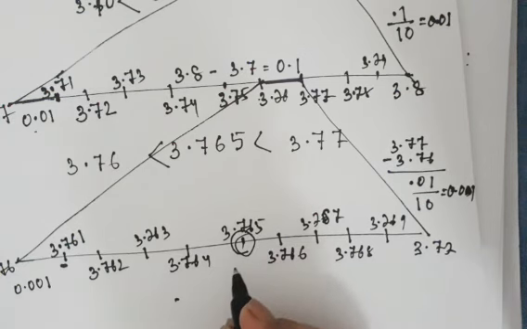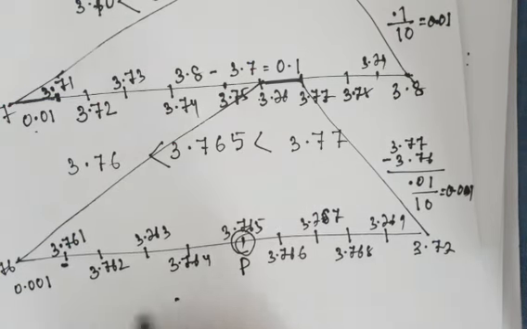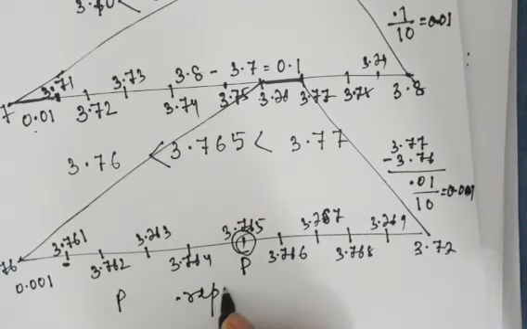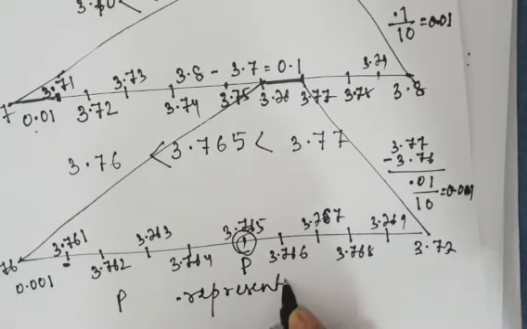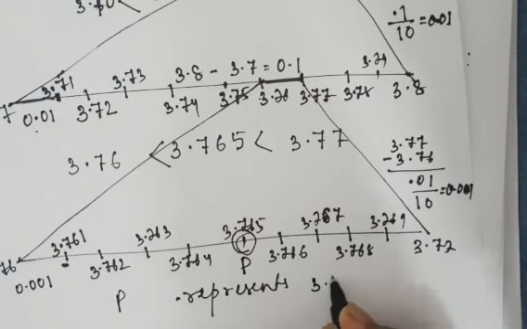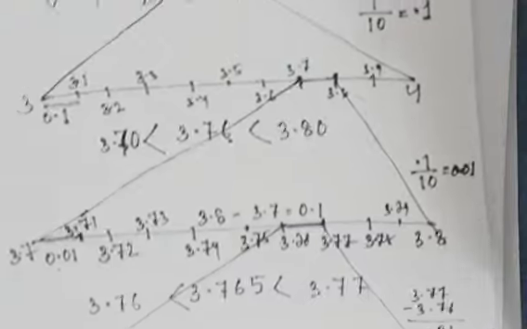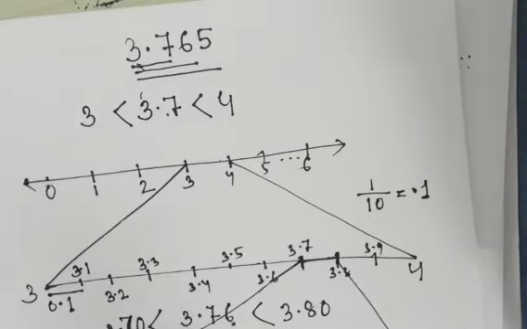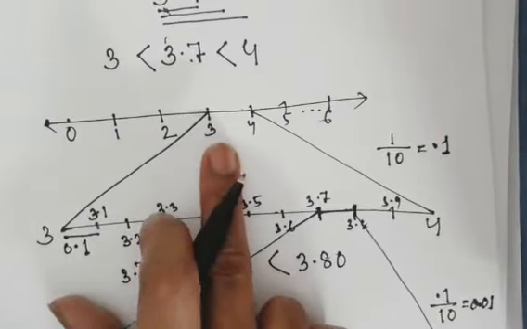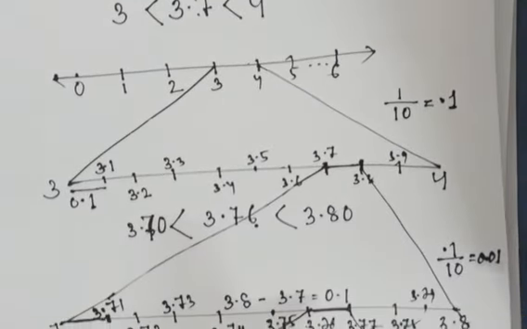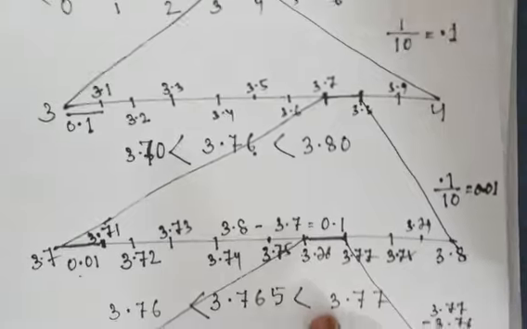Then what you have to do, you name the point, then you write P represents 3.765. So in this way you can represent 3.765 on the number line. You see, successively you have to follow like this.